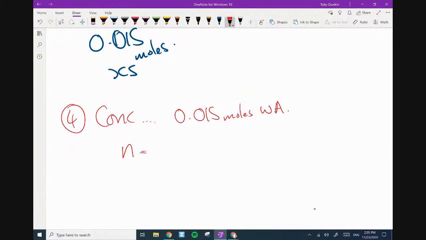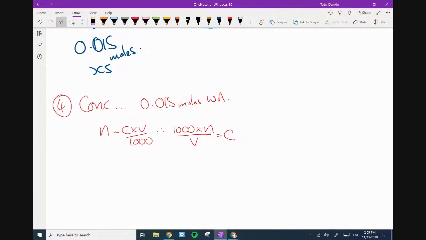So number of moles equals C times V over 1,000. I always write that equation down whenever I do any moles. Now I rearrange. 1,000 times N over V will give me C. Okay, let's input my data. So 1,000 multiplied by the moles of 0.015 over the volume of 225. I'm doing it on my calculator in bits because it's sticky. I now have a concentration of 0.0667 moles per dm cubed.